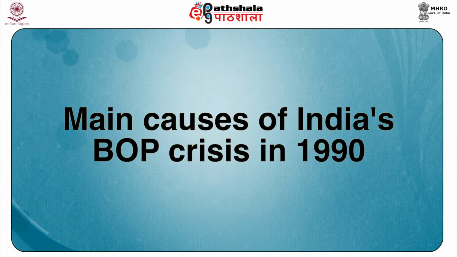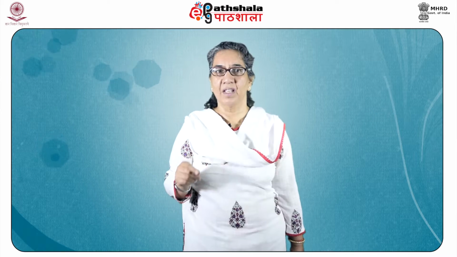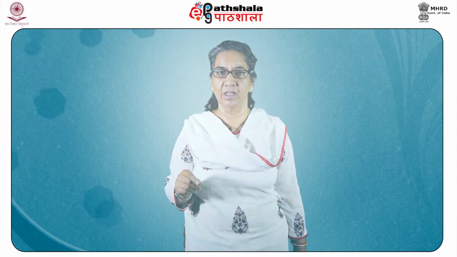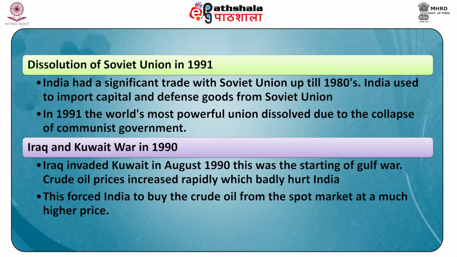The main causes of India's BOP crisis in 1990. The main causes behind the balance of payment crisis, which arose in the late 1980s, were, first, the dissolution of the Soviet Union in 1991. India had significant trade with the Soviet Union up till the 1980s. India used to import capital and defense goods from the Soviet Union. In 1991, the world's most powerful union dissolved due to the collapse of the communist government. The flow of rupee trade credit and the export to Eastern Europe declined in 1991. India had a major setback with the dissolution of the Soviet Union in 1991.